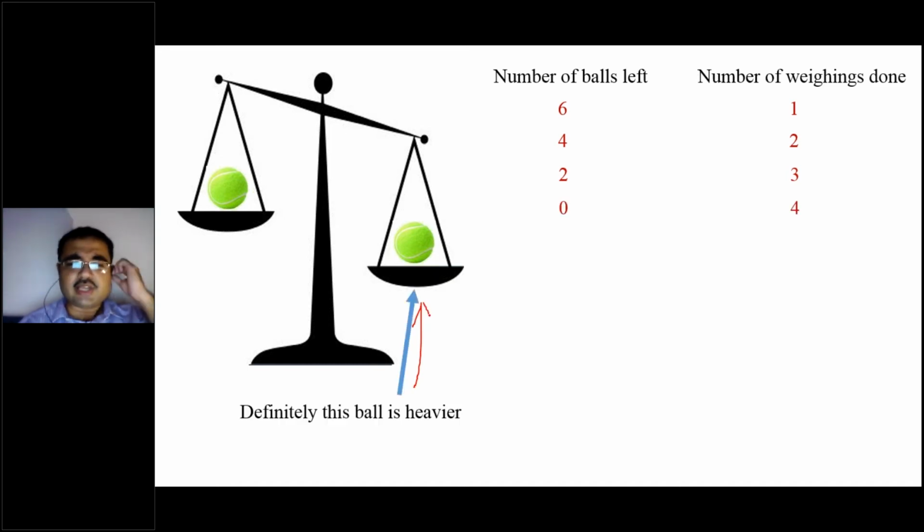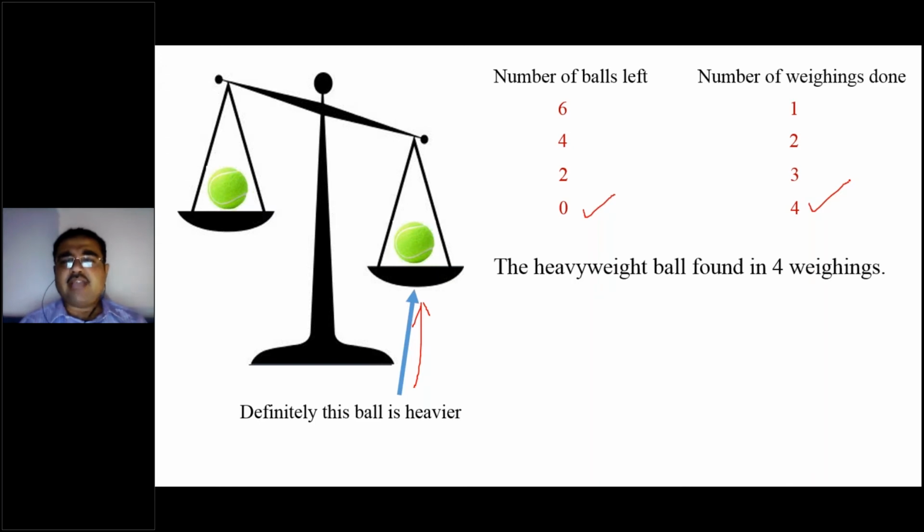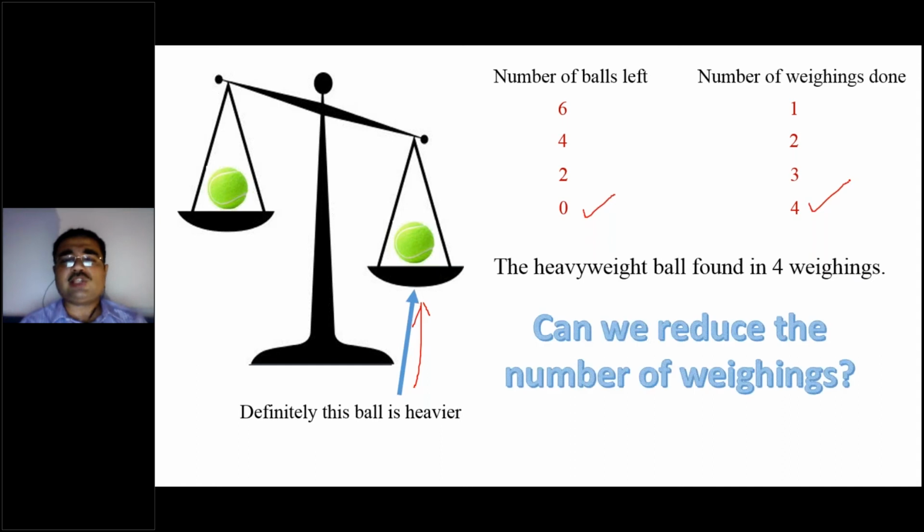So I can say, yes, definitely this ball is heavier, and the number of balls left is 0 now, and the number of weighings you have done is 4. Within 4 weighings, you could say which ball is heavier. The heavier ball found in 4 weighings. So the obvious question is, can we reduce the number of weighings?